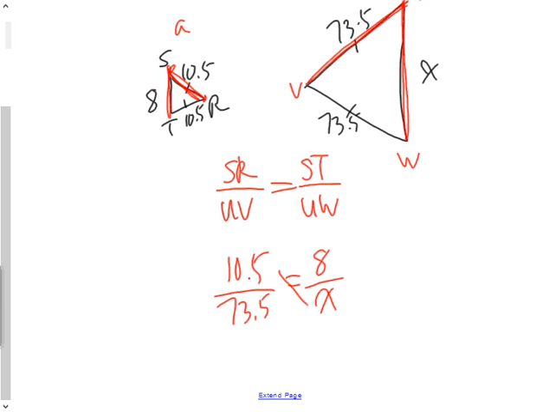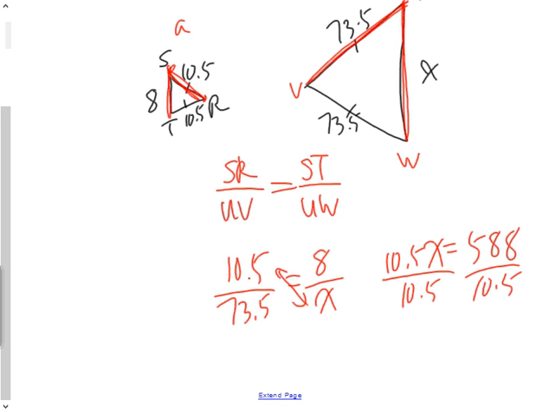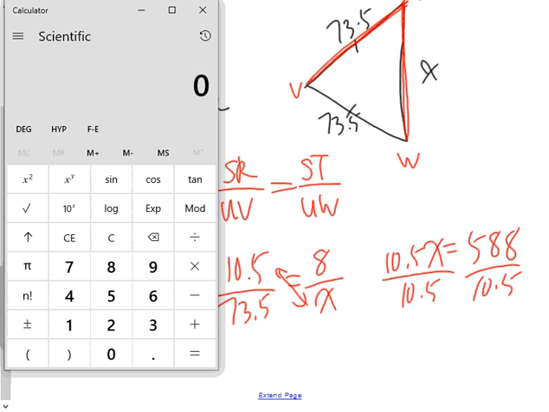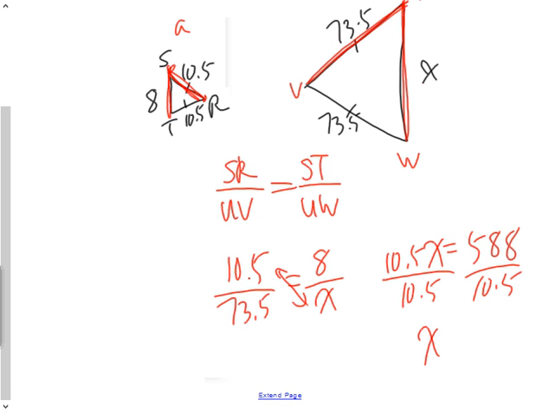When I solve it with algebra by cross multiplying, I get 10.5X will equal 584 plus 4 is 588. Divide both sides by 10.5. And it should be the same answer as we got before. 588 divided by 10.5 is 56. So X equals 56 using proportional reasoning.